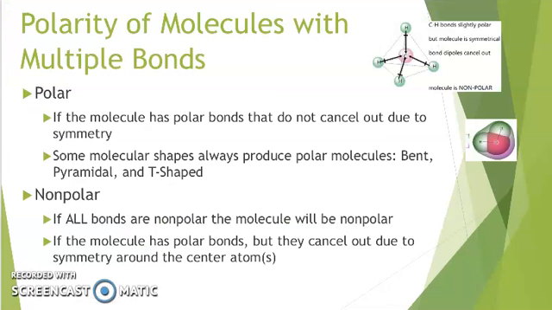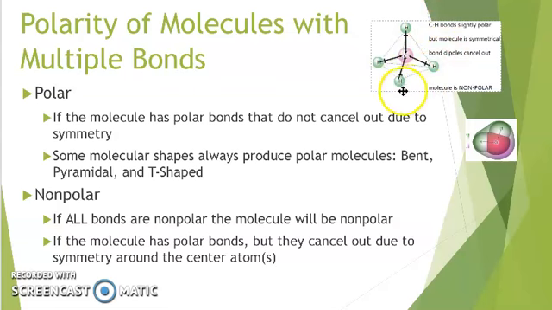So for your sake, to find the polarity of molecules with multiple bonds for our covalent molecules, it's going to be polar if the molecule has polar bonds that do not cancel out due to symmetry. Some molecular shapes always produce polar molecules, like bent, pyramidal, and T-shaped. So if they're not all the same element bonded together and they are bent, pyramidal, or T-shaped, they're going to be a polar molecule.